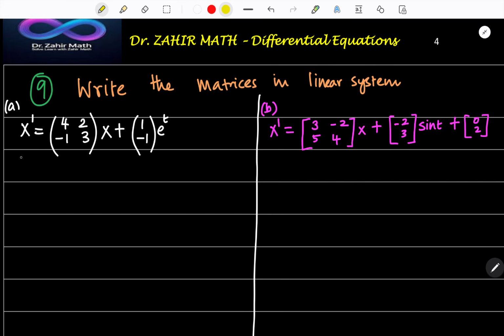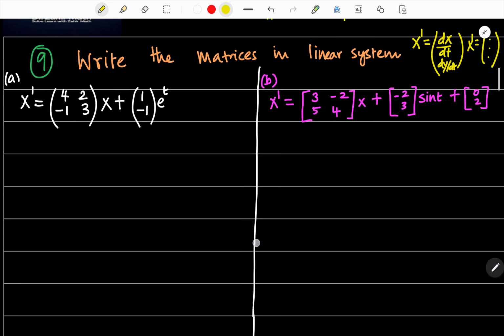So now you see here, x dash is nothing but dx by dt. If it is 2 dimensions, you write dx by dt and dy by dt. Keep that in mind. If it is 3 dimensions, x dash will be dx by dt, dy by dt, dz by dt. Keep that in mind.